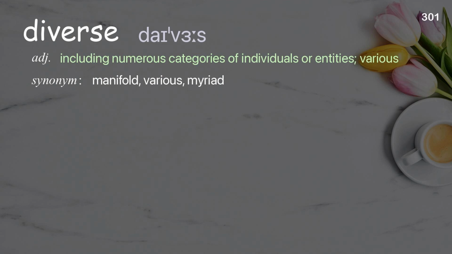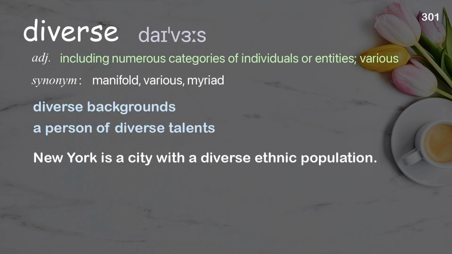Diverse. Including numerous categories of individuals or entities, various. Examples: Diverse backgrounds. A person of diverse talents. New York is a city with a diverse ethnic population.